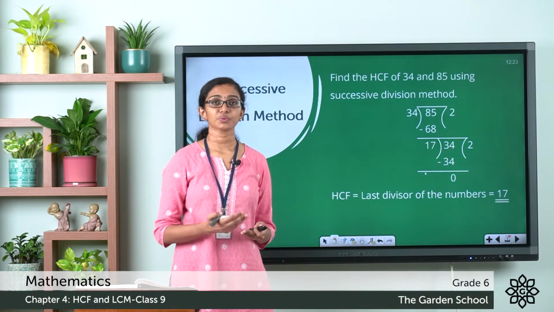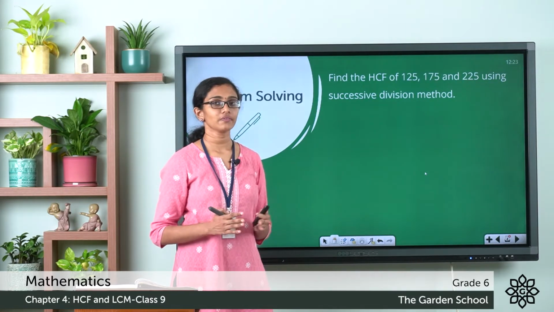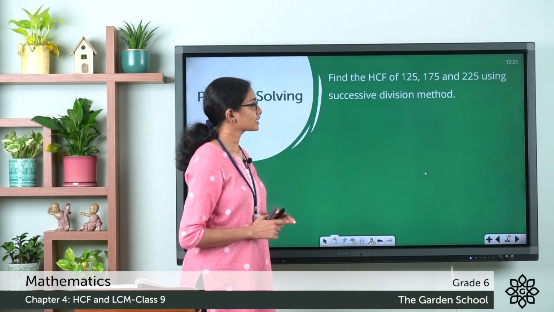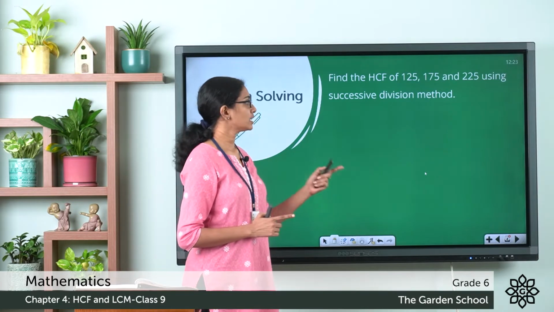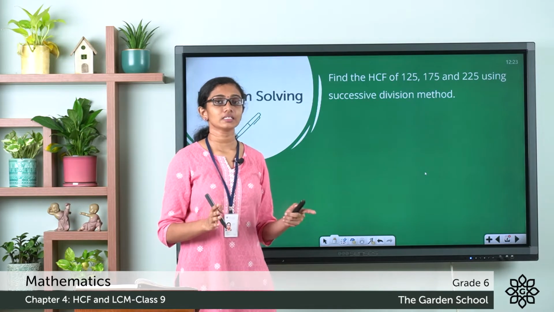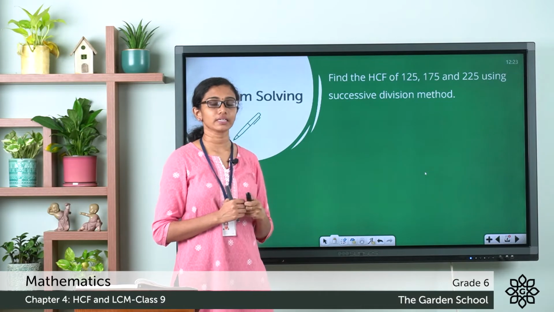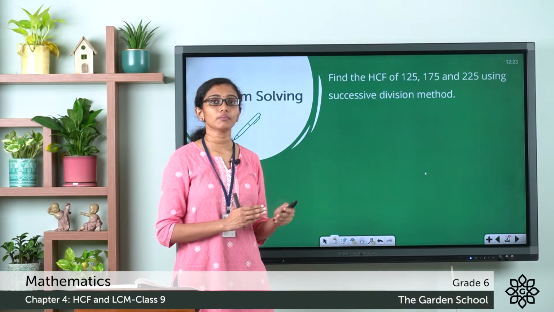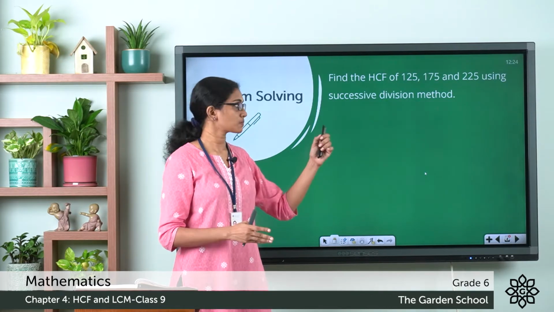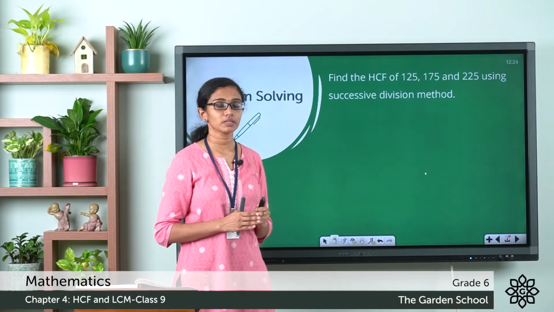Let's see how to find the HCF using this method in the case of three numbers. Here we have a question. Find the HCF of 125, 175 and 225 using successive division method. We have three numbers here. Consider the first two numbers, which are 125 and 175. Which is the bigger number among these? It is 175. So we need to divide this bigger number using the smaller number. We are considering only the first two numbers here.